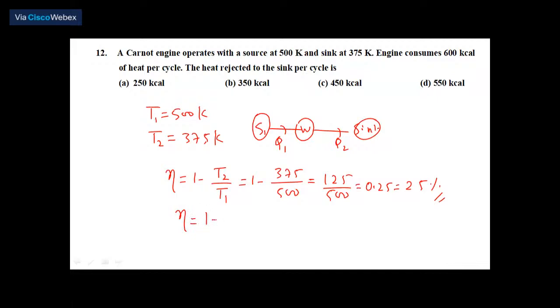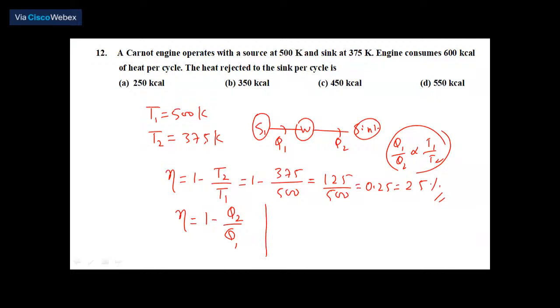Efficiency is given by 1 minus Q2 divided by Q1. This is because Q1 by Q2 is proportional to T1 divided by T2. The higher the energy supplied to the system, the higher the temperature; larger the energy supplied, greater the temperature. So Q1 by Q2 is proportional to T1 divided by T2. This way, T2 divided by T1 is now written as Q2 divided by Q1.